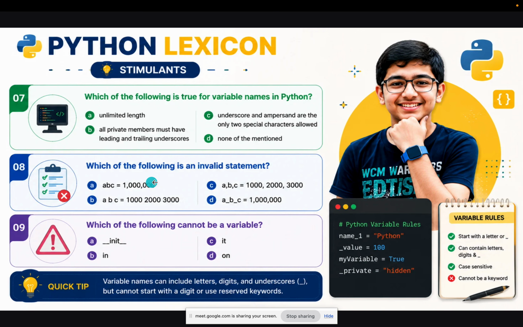And which of the following is an invalid statement now? Tell me, A or B or C or D. B. Why B? If it is B, then why?